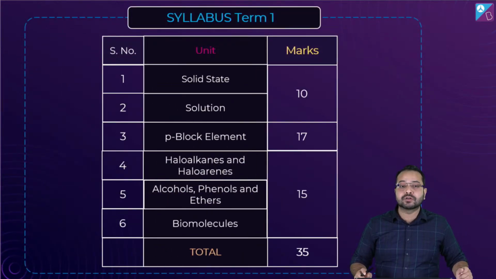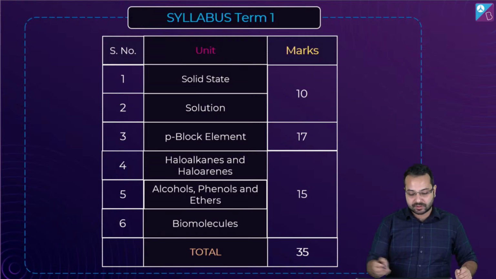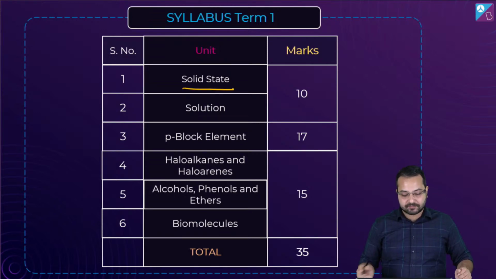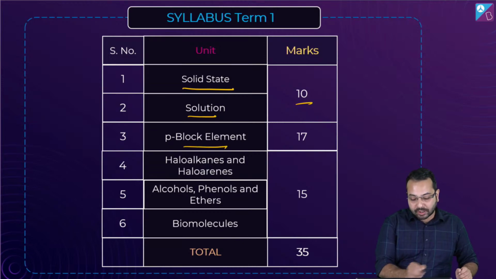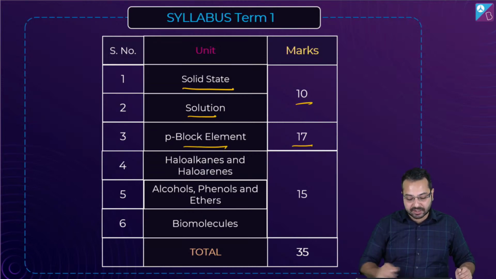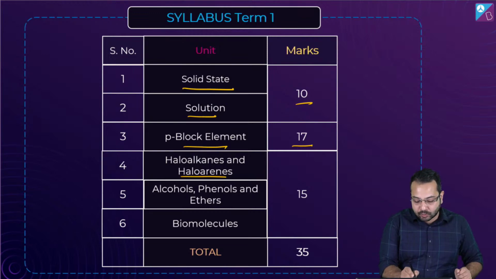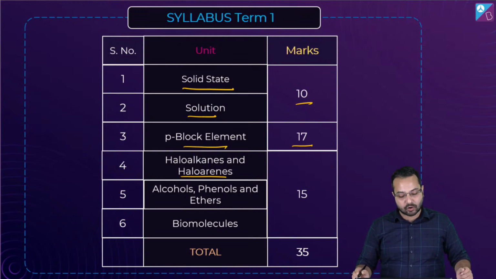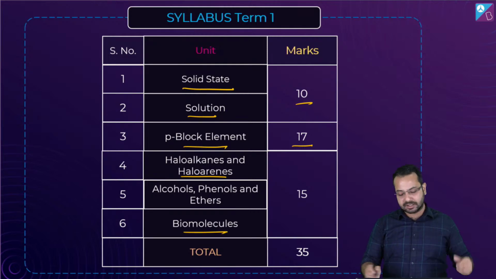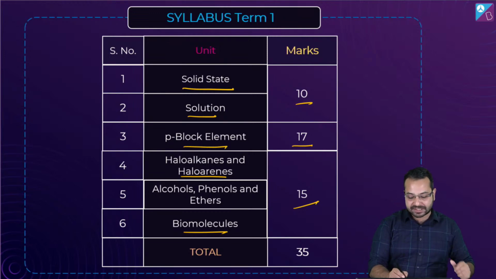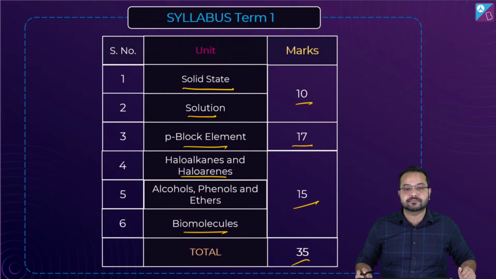Now let's talk about the weightage. If we talk about the term 1 syllabus, then solid state and solution combined have a 10 marks weightage. P block elements have 17 marks weightage, and then haloalkanes and haloarenes, alcohols, phenols and ethers, and biomolecules, the organic part, are going to have 15 marks weightage. So that makes it 35 marks.